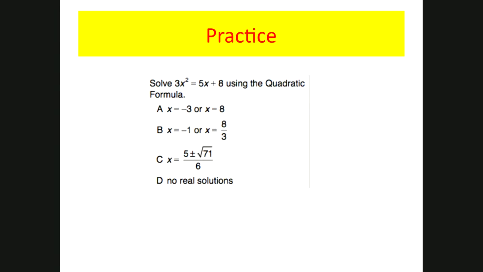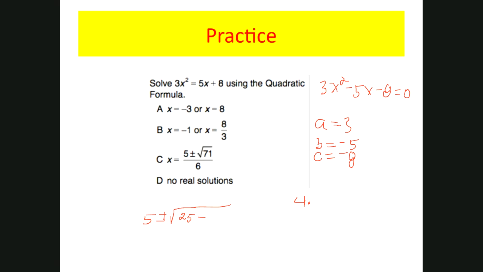Here's a problem on our practice. I'm going to rewrite this as 3x squared minus 5x minus 8 is equal to 0. Remember, whenever you're solving a quadratic, you always want to set it equal to 0. It's the only way that you can solve. So in this problem, my a value is 3, my b value is negative 5, my c value is negative 8. So negative b is 5, plus or minus the square root of b squared. Well, negative 5 squared is 25, minus 4 times a times c.